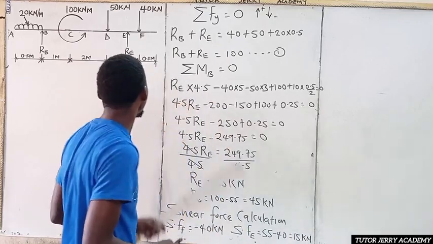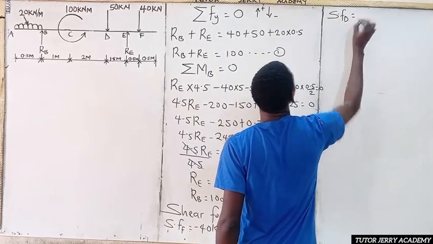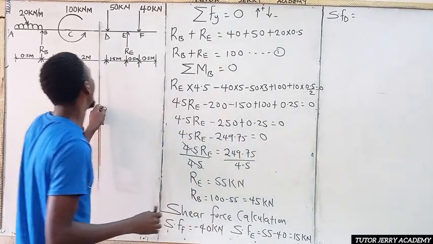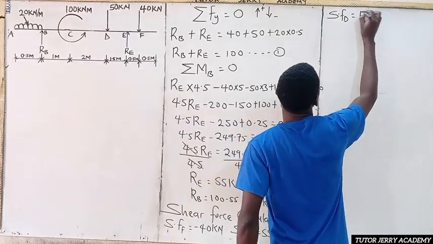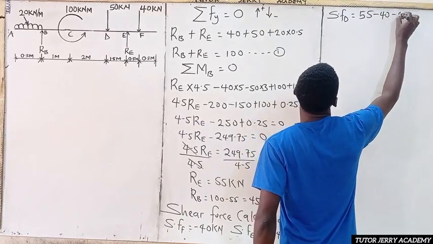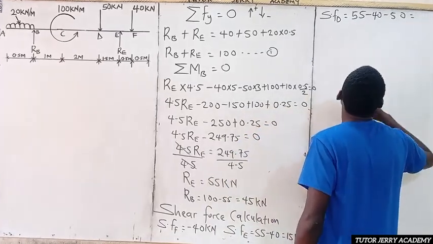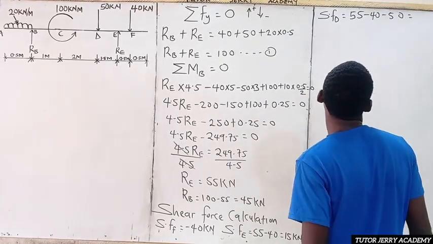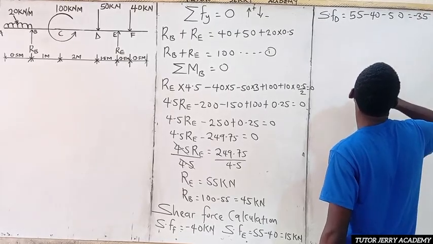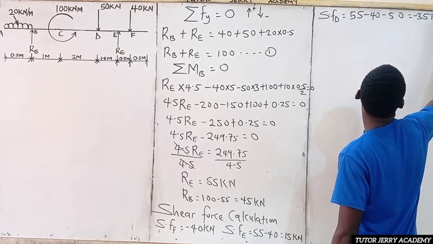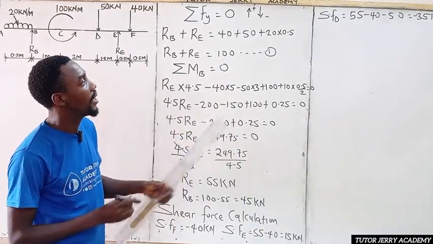All right. So now let's go for the shear force at D. The shear force at point D will be equal to, from point D to our right, we have three forces. So we are going to have 55 minus 40 minus 50. That is going to give us 55 minus 90, so minus 35 kilonewton. All right. I think I'm right.